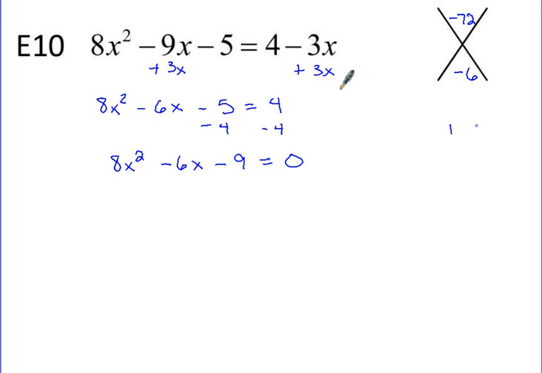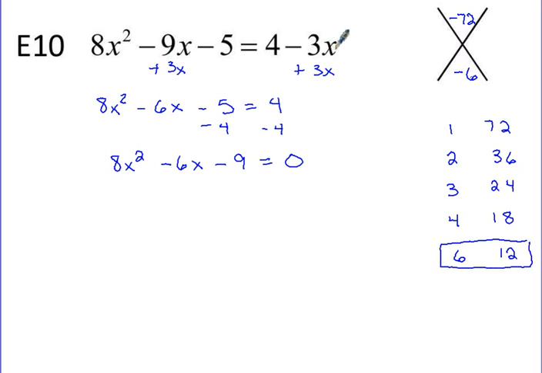Those would include 1 in 72, 2 in 36, 3 goes in there 24 times, 4 goes in there a total of 18 times, 5 doesn't go in there, 6 goes in there 12 times. Oh, 6 and 12 work because they are 6 apart. So we need one of them to be negative and one of them to be positive. Since the bottom number is negative, I need the bigger number to be negative, so it's going to be -12 and +6.